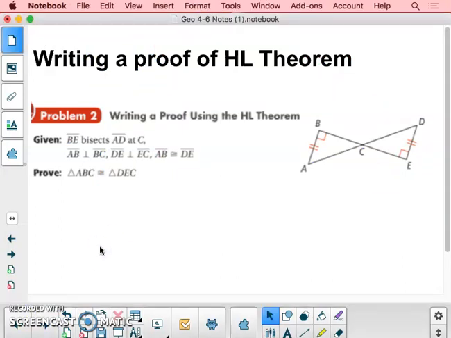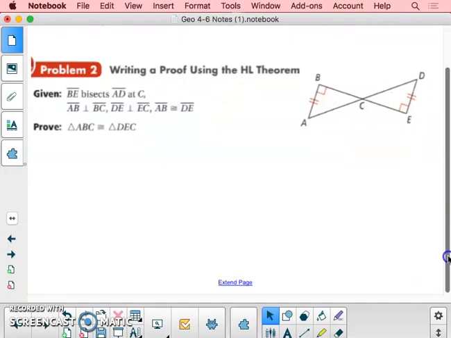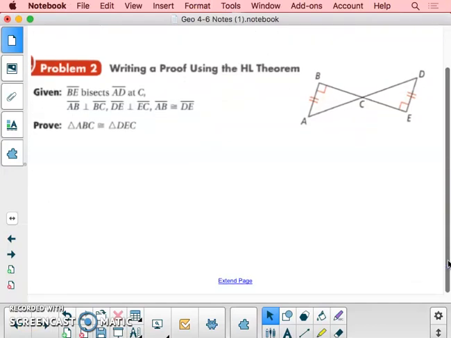All right, in this proof, what I have is a given with a few different things in it that's going to help me build towards being able to use HL. Now that we know so many ways to prove things, there might be other ways to do this one, but to use HL, I have to do a specific order here, and that's what I'm going to try to do.